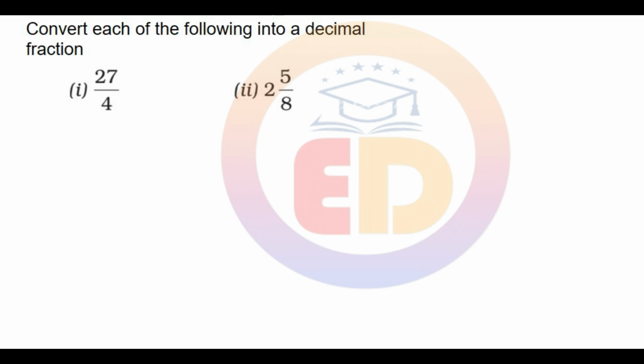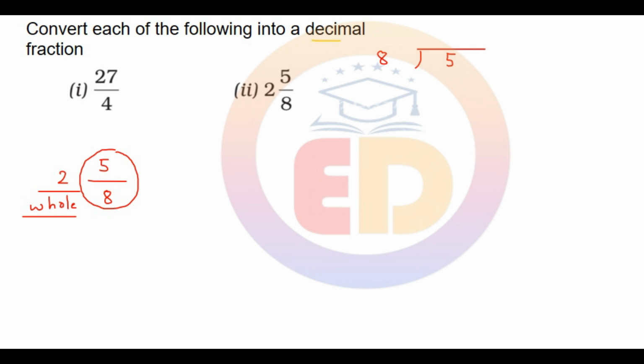Next example, convert each of the following into a decimal fraction. The second one example, 2 whole 5 upon 8. Now remember, in this 2 whole 5 upon 8, 2 is the whole number part. So don't touch it. Leave it as it is. And only operate the fractional part, which is 5 upon 8. Here, I'll divide 5 by 8.